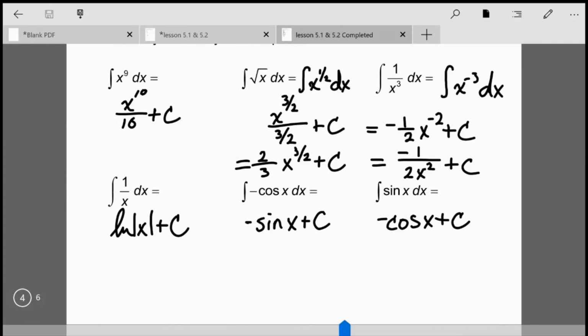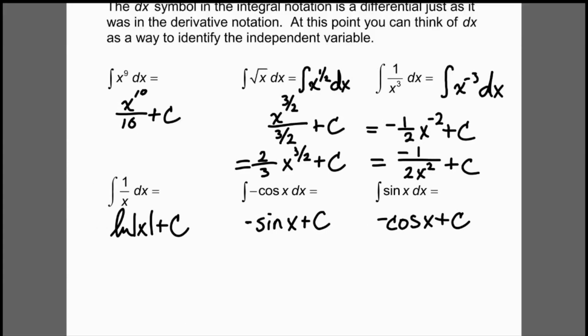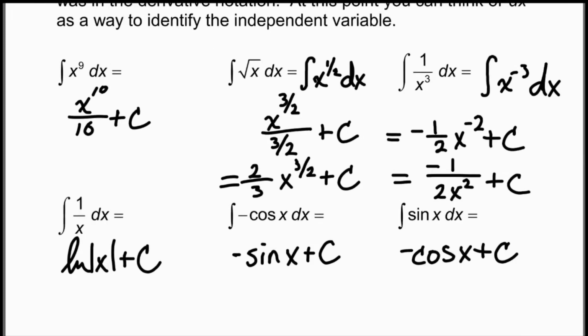Okay, so here's the solutions that you should have ended up with. You can see with the square root of x, I just made that x to the 1/2 and then just, again, applied the power rule. With the 1 over x cubed, the easy way to do that one is to think of it as x to the -3 power and add 1 to the exponent, divide by the new exponent. You can see I got -1 over 2x squared plus c.